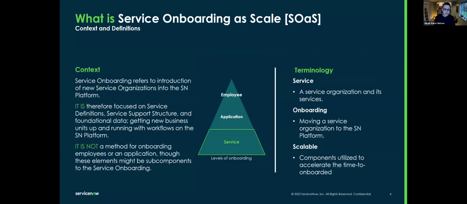As you can see on the triangle, and as mentioned before, we're dealing with this service organization, and as defined in the terminology section, this is service organization and its services. Moving them onto the ServiceNow platform in a scalable fashion.